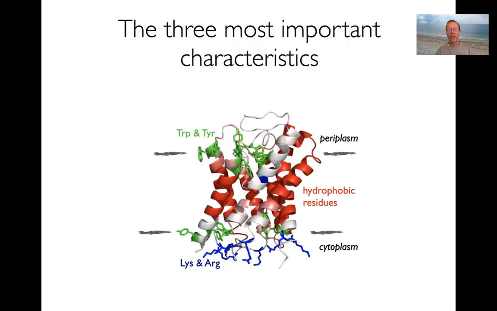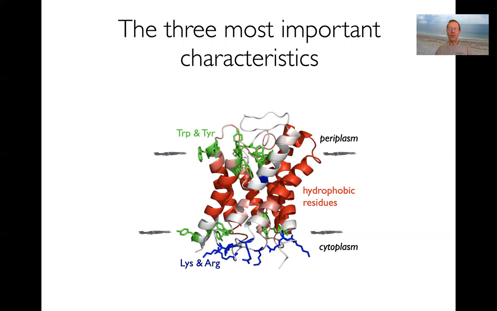So let me quickly rehash the 3 most important characteristics that we learned from doing some statistics of known membrane protein structures. The parts of the helices that span the membrane are rich in hydrophobic residues, and they tend to be somewhere between 20 and 30 residues long. Very often, these helices end with a tyrosine or a tryptophan. Here you see a tyrosine, here you see a tryptophan. And the loops facing the cytoplasmic side, the inside, are rich in lysines and arginines, positively charged residues.